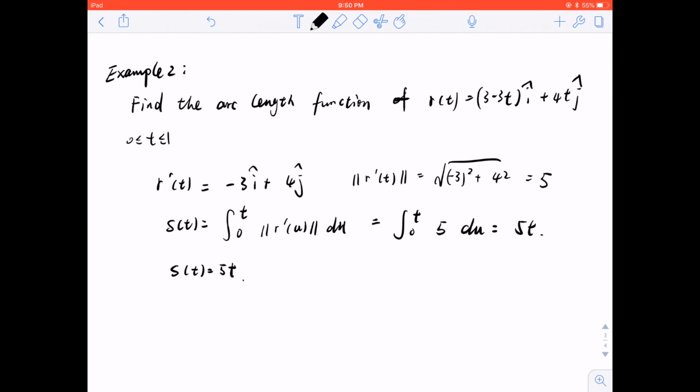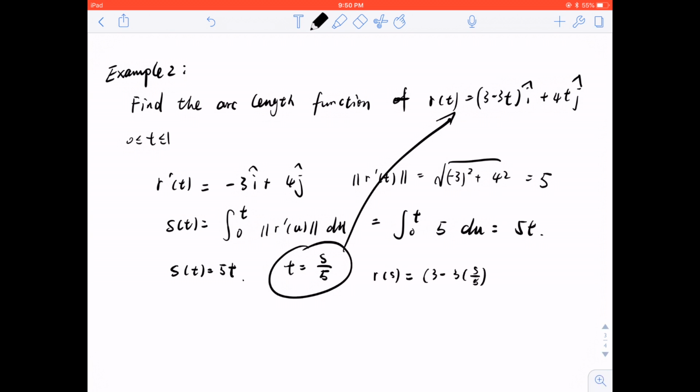Remember that before we called s the arc length parameter? If s equals 5t, we can have t equals s over 5. And we can use this to rewrite r(t) as r(s). To do that, you just plug t equals s over 5 into the original function. If you do that, you get (3 minus 3 s over 5) i plus 4 times s over 5 j. Simplify, and you get (3 minus 3/5 s) i plus 4/5 s j.